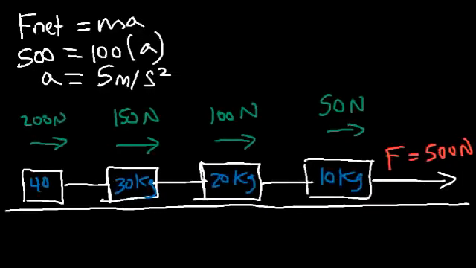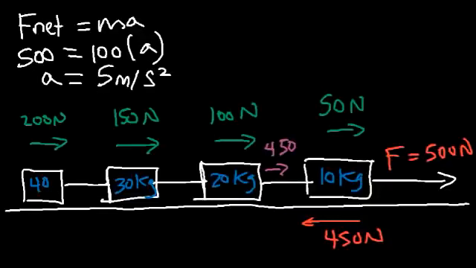So to find a tension force, subtract these two forces. 500 minus 50 is 450. So there's a tension force of 450 newtons directed to the left on the 10 kilogram block, which means that the 20 kilogram block feels a tension force of 450 that accelerates it to the right.